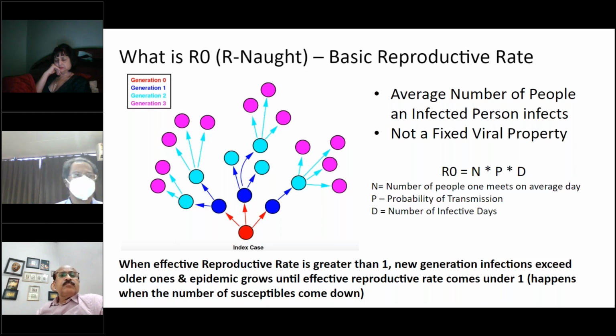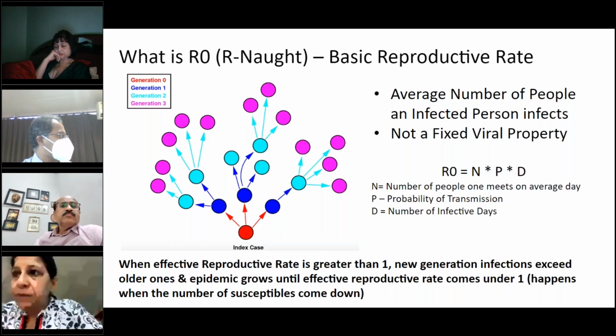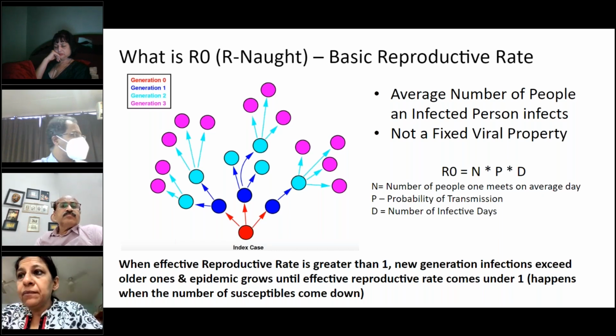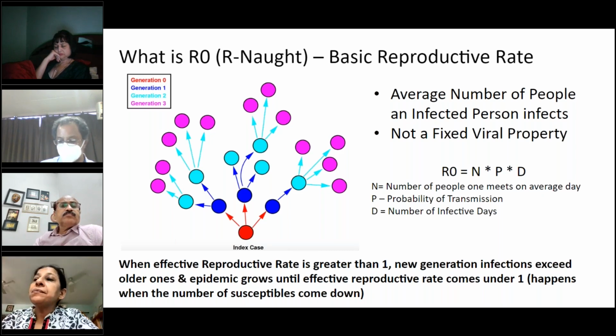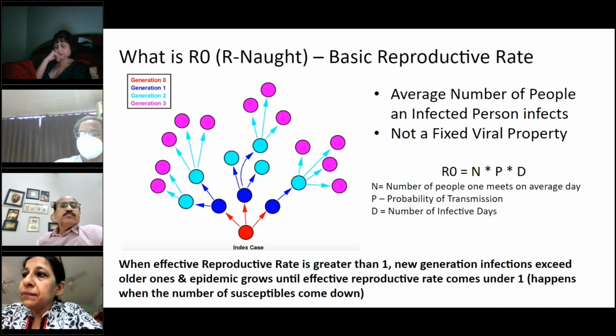So the intervention on N, that is the social number, meeting fewer people, can reduce the R0. Wearing a mask can also reduce R0. The D you cannot change. It's a property of the virus. Maybe a future antiviral can do something about it.